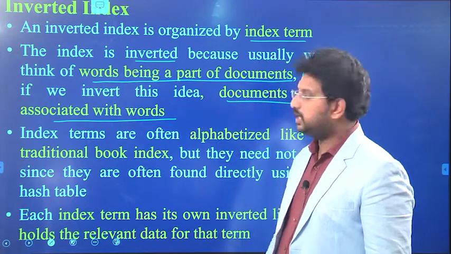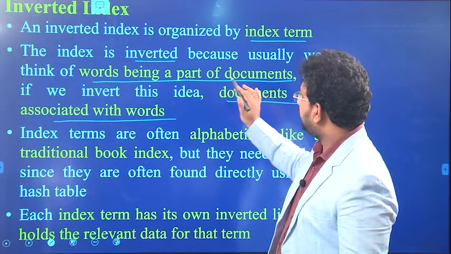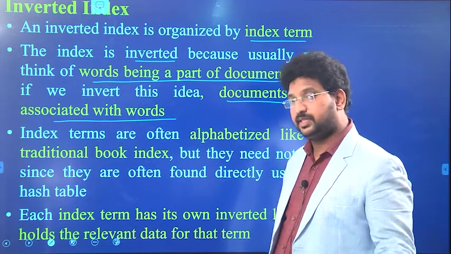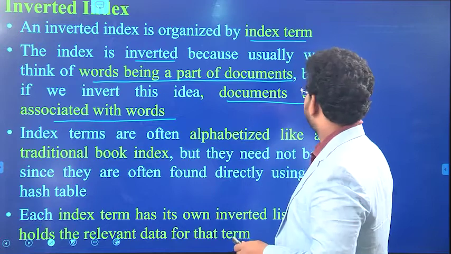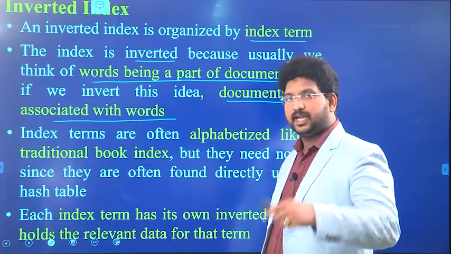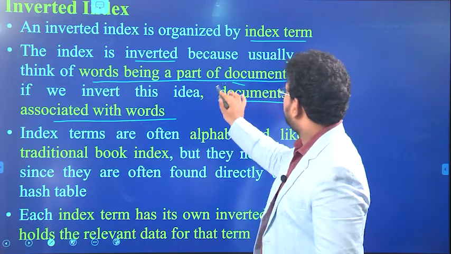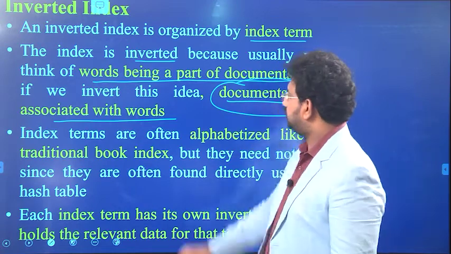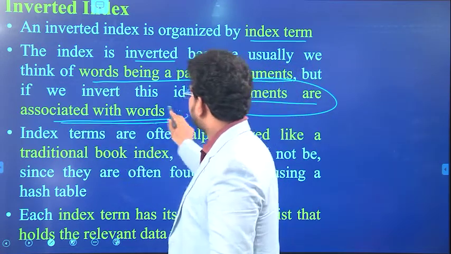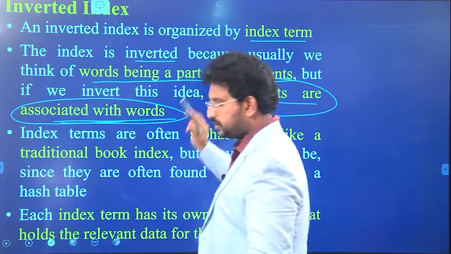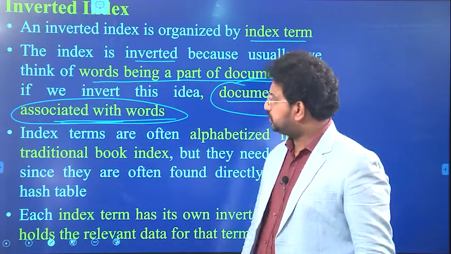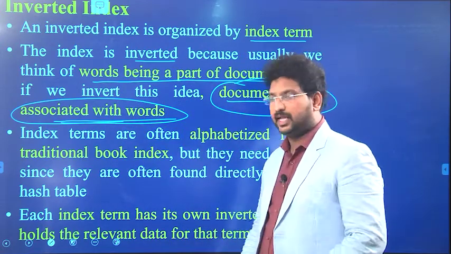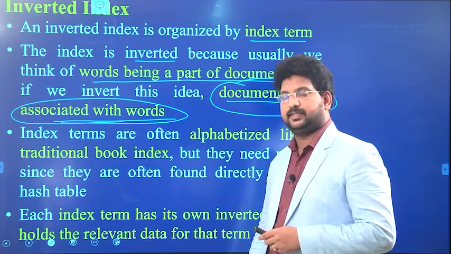Generally we think of words being a part of the documents. But if we invert this idea, what happens is that documents are associated with words. Documents are associated with the words. So this is what we are simply calling an inverted index.